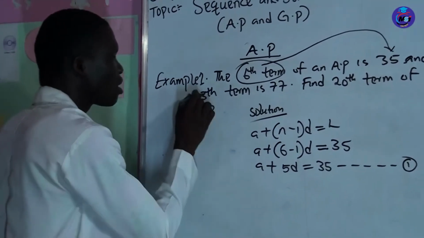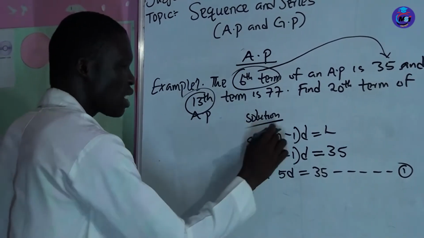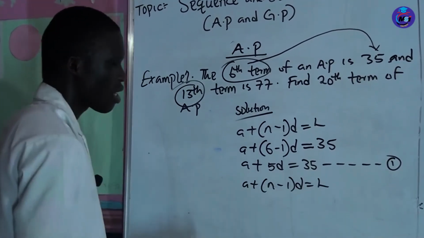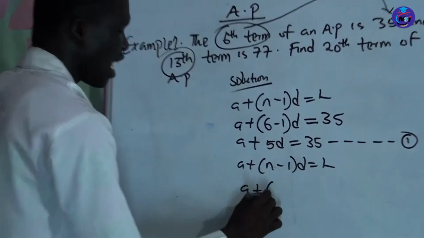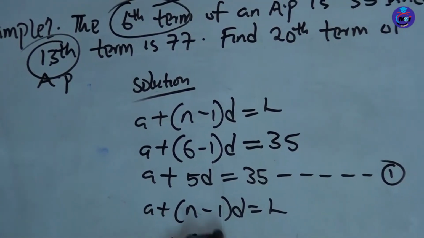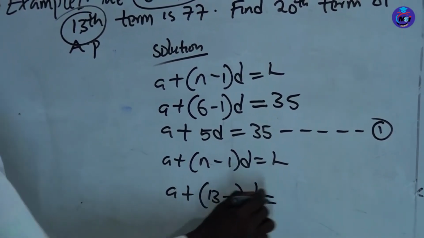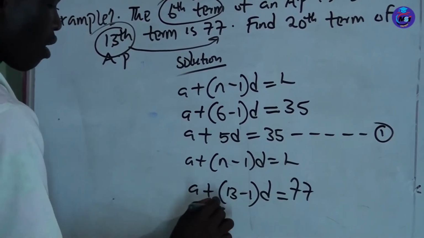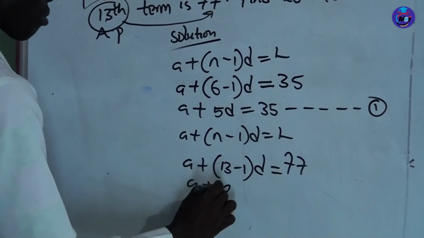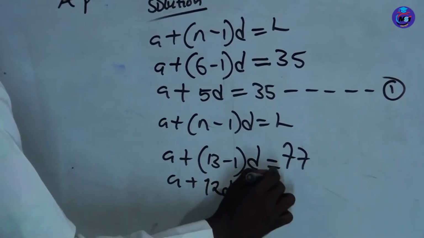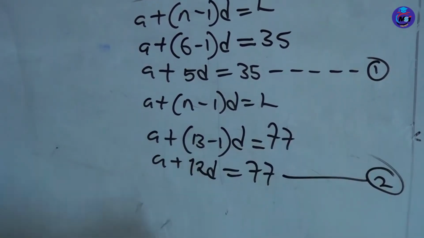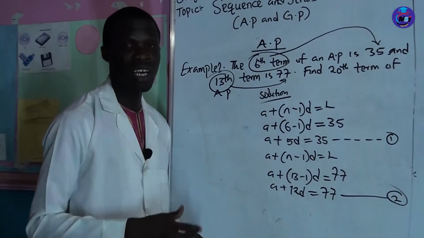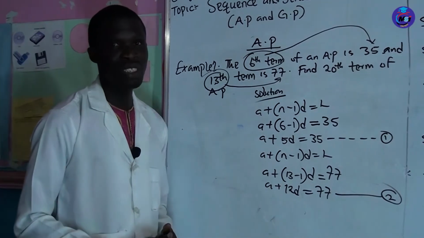Okay. Now, for the 13th term, you do the same thing. A plus bracket n minus 1 d equals L. A is not given. N here is 13 minus 1. D is not given. And the last term is 77. So A plus 13 minus 1, which will give you 12, times D, A plus 12D equals 77. So you call this equation 2. You can now see that every topic in mathematics links together. If you don't understand simultaneous equation, you cannot solve this type of question.